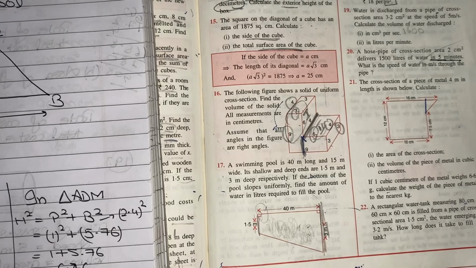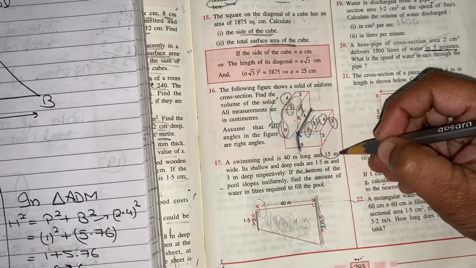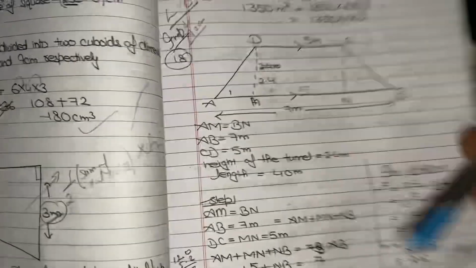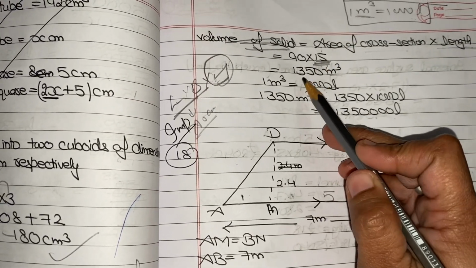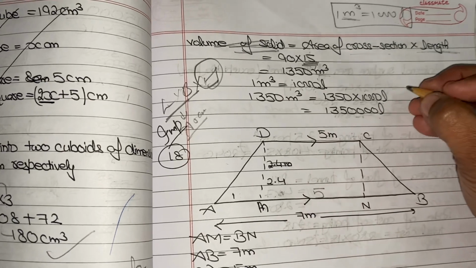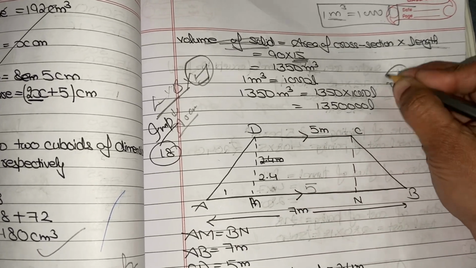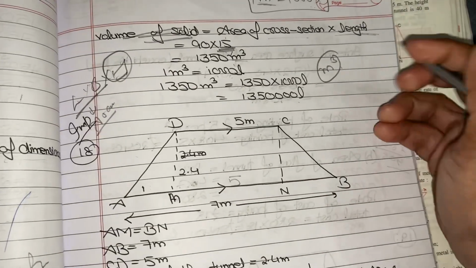So we are going to multiply. This is your width, so we are going to multiply 90 into 15, that is 1350 meter cube. It's meter cube, and they asked to find the volume in liter.